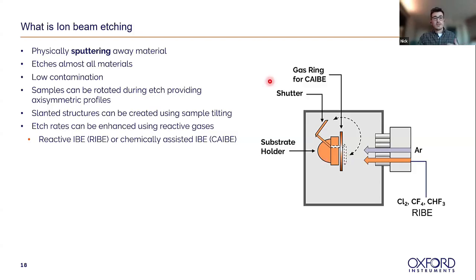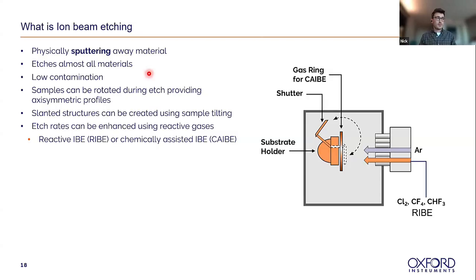Ion beam etching is a physical technique. It's physically sputtering away material, as we learned from the last webinar as well. What's nice about ion beam etching is that it etches pretty much all materials. If you fire argon ions in with enough energy, you're probably going to be able to sputter whatever it is that you're trying to etch. On top of that, it's very low contamination because the argon ions themselves are inert.